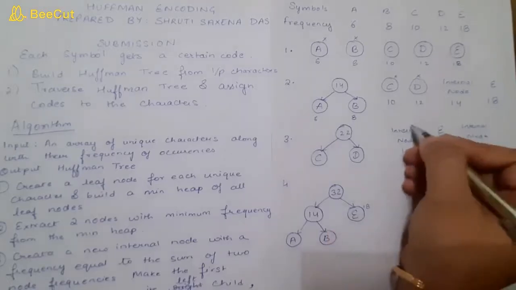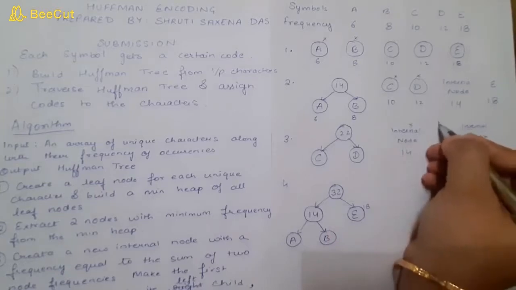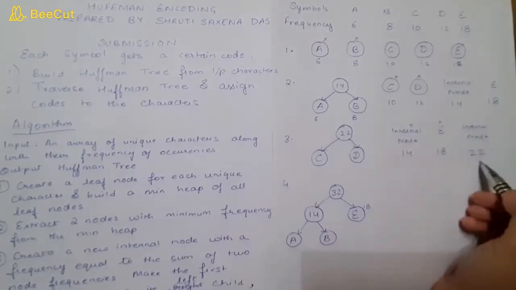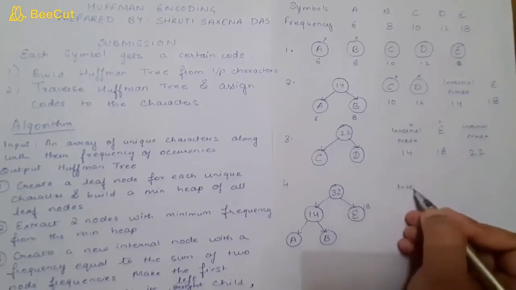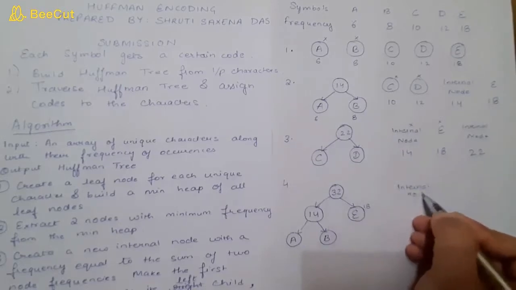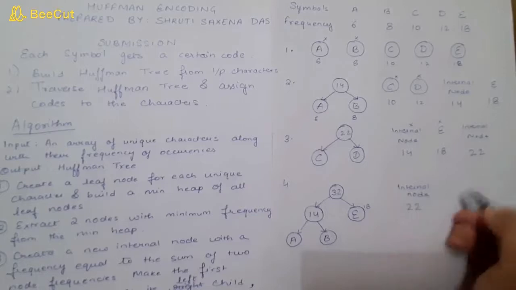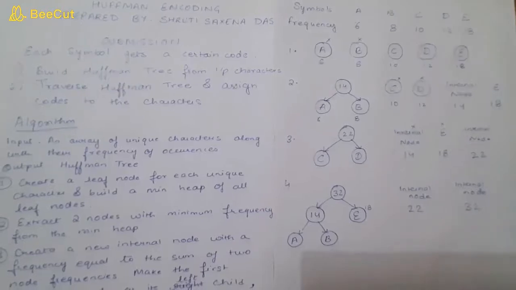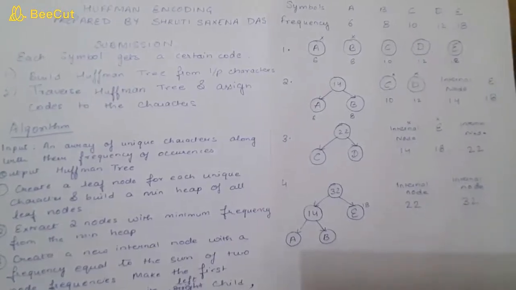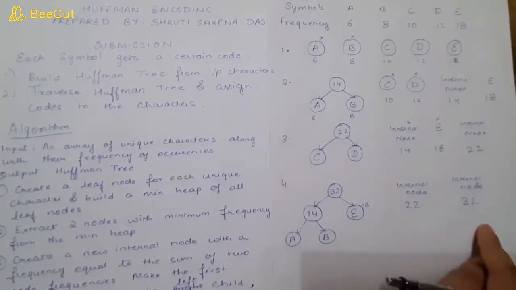Now you can see that these two we have extracted. Now only the internal node with value 22 was left. So 22 and after that 32. So one internal node whose value is 22 is left, and the new internal node with the value 32 is there. Okay. Now again we have to extract the two nodes with minimum values. Now only two are left, so we are going to extract these two.